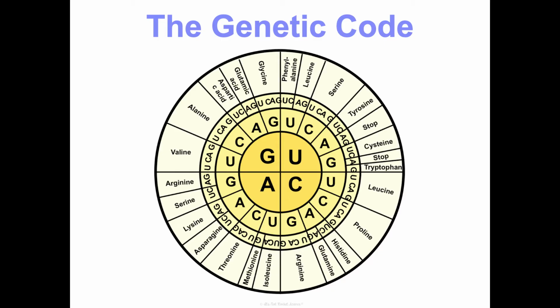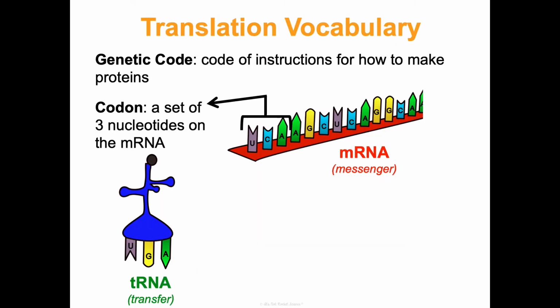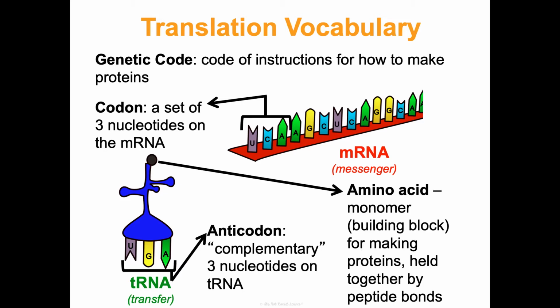You will be given this on all assessments to reference. Now, sometimes the format of how this is displayed is different, but I really like the wheel. We're going to read your mRNA, the messenger RNA, in threes, in triplets. So 3 nucleotides at a time. And 3 nucleotides is the same thing as a codon, a set of 3 nucleotides on the mRNA. And it's going to tell us which amino acid the tRNA should bring.